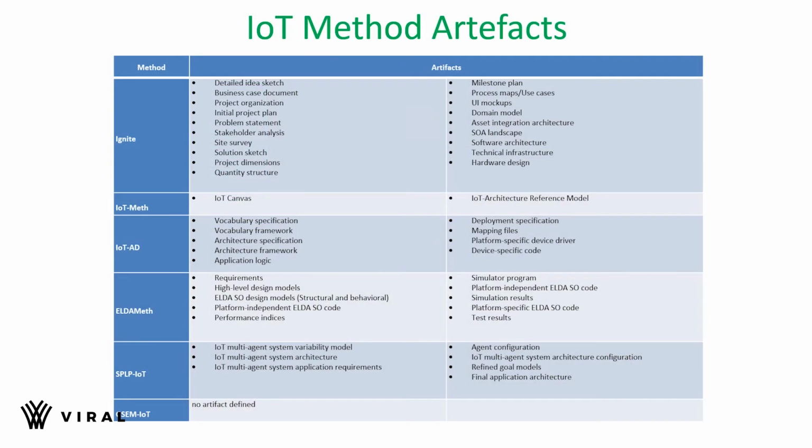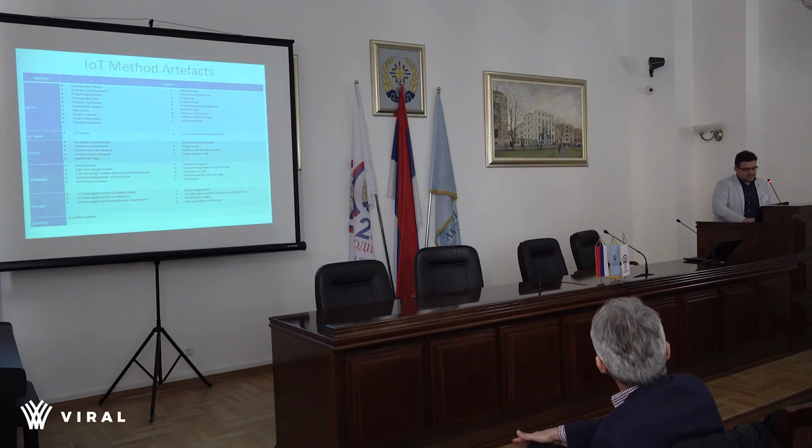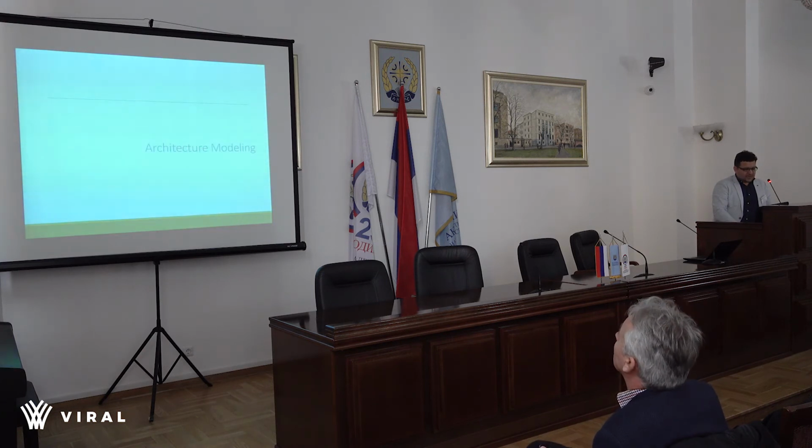If you select, for instance, IGNIT, then you have to prepare site survey, solution sketch. So these are very interesting. We like them, but they were not very systematic, I should say. So we tried to come up with a systematic approach. Because we are a software engineering group, data analytics group, we are looking at a higher level. So we wish to see how we can design these systems from a software architectural perspective. So I would like to talk a bit about architecture modeling. By the way, if I exceed the time limit, please remind me.